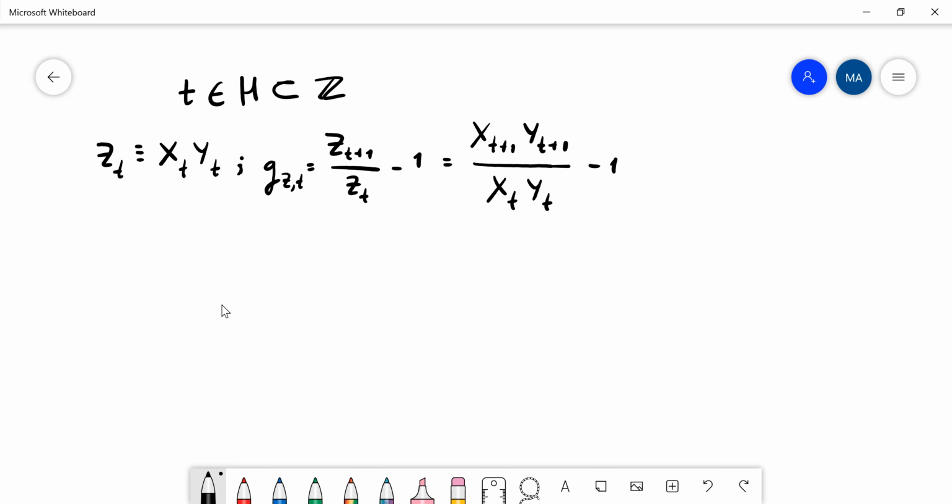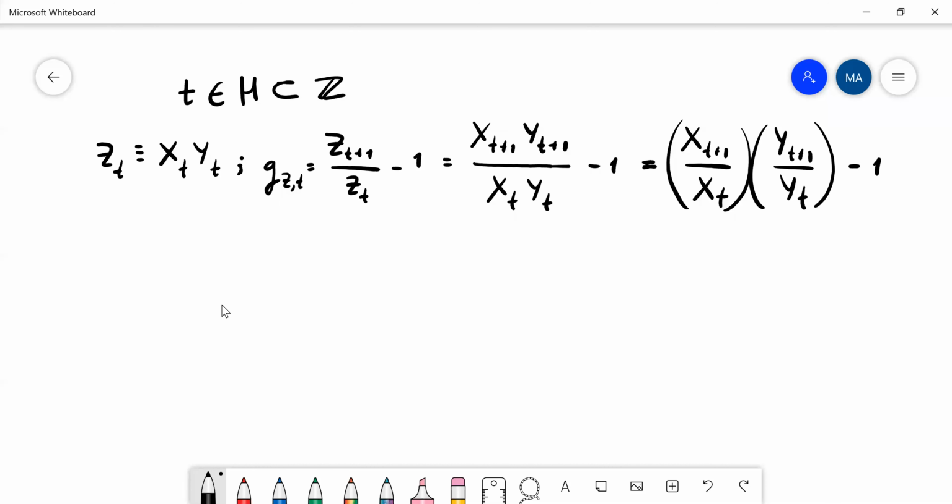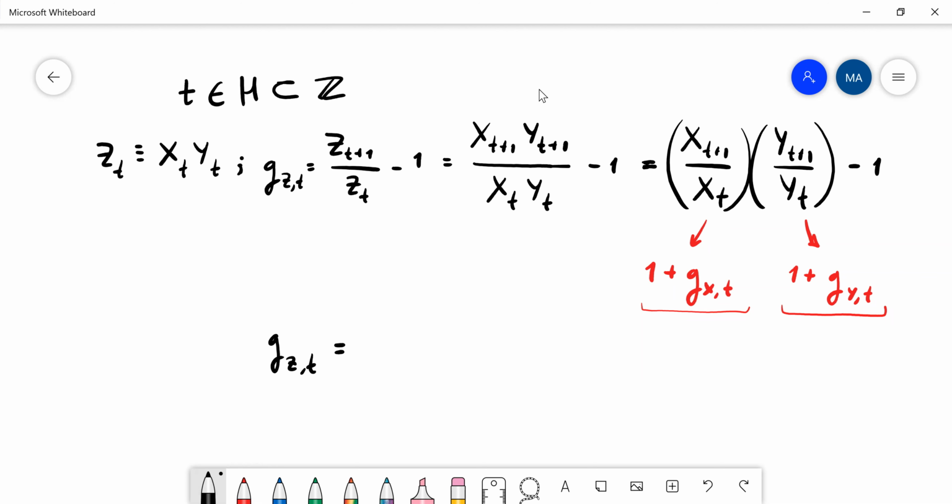So what do you see here? Well, now you have the gross growth rates. Okay, let me write it clearly here. So you have x(t+1) divided by x(t), times y(t+1) divided by y(t), minus 1. Now be careful. This is equal to 1 plus g of x(t), right? And this is equal to 1 plus g of y(t), right? Because these are percentage rates, this is a gross rate. This is percentage, this is gross, right? So how do you write g_z(t)? Well, g_z(t) will be written in this way. You have 1 plus g_x(t) times 1 plus g_y(t) minus 1. Or, more intuitively, you can write this.